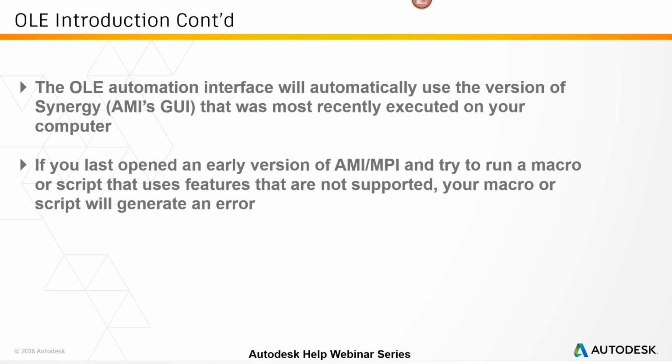Or, Lord forbid, you're on an old MPI, maybe back in the 2.0 or, as we mentioned, 4.0 days when it first started. You could try to use a macro based on that, but just be aware that if you launched an older version because you're doing some comparisons or looking at some old files, the OLE automation script will use the last one that you opened.